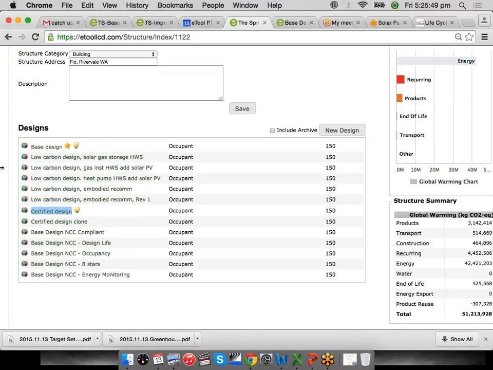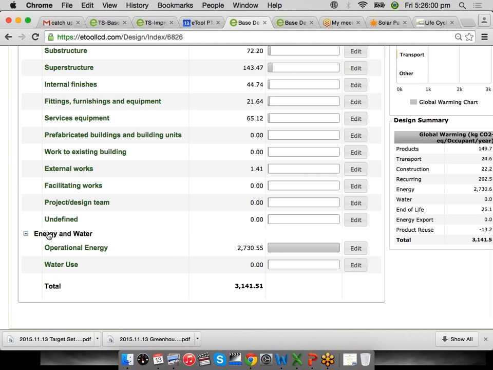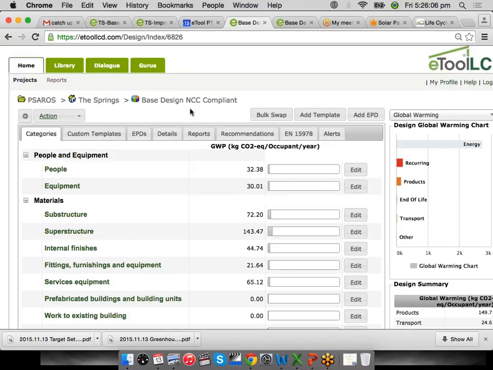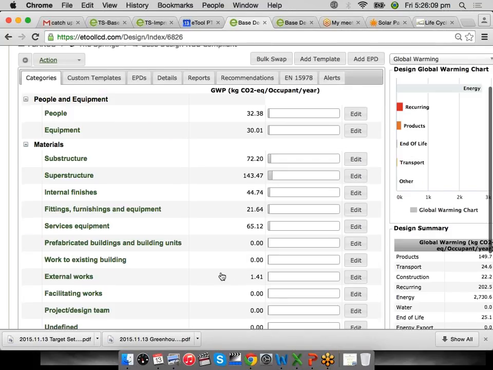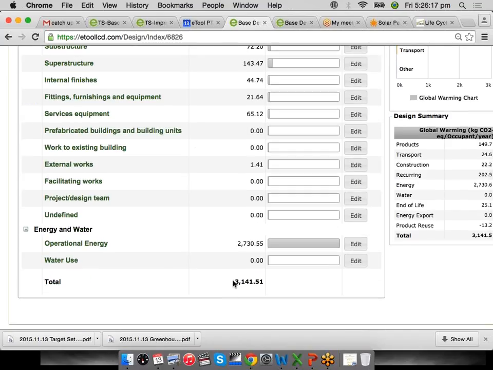tool. The idea is to show a little bit of the tool, a little bit of the presentation. So this is a version of this development. It's an 80 unit development, the Psaros building. If it's an NCC compliant building, if they're not doing anything else to the model, just getting it minimum compliant, the footprint per occupant per year, that's the unit of measurement, is 3 tons per person.